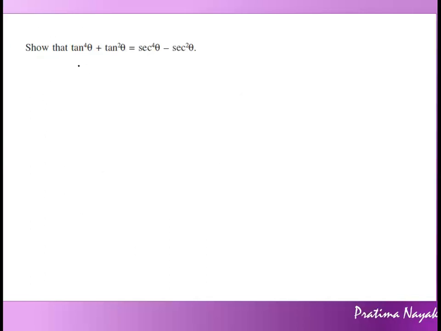Next question. Show that tan to the power 4 theta plus tan square theta is equal to sec to the power 4 theta minus sec square theta. It is theta. So what I'll do, I'll go sometimes from the left hand and sometimes from the right hand. I'll prove them equal. So I'm writing LHS tan 4 theta plus tan square theta. So what can I take common? I can take common tan square theta. How much will remain? Tan square theta will remain plus 1.